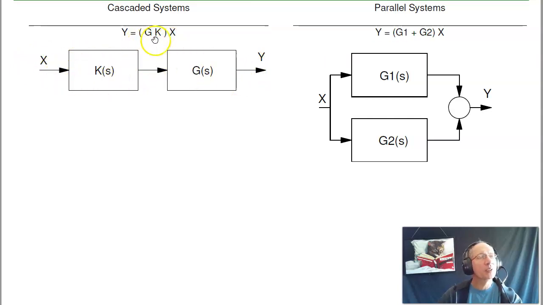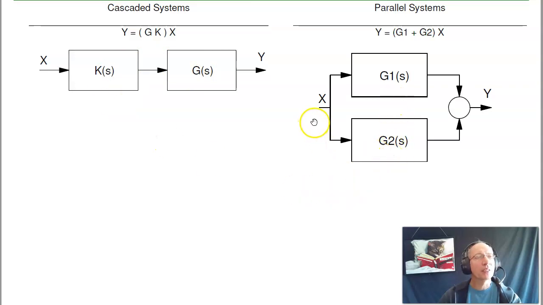And notice when you find the transfer function, you kind of go backwards. The output is the first one, G times K. In general, G and K could be matrices. Matrix multiplication is not commutative, so G times K is different than K times G. In this class, we're dealing with scalars, so you can get away with it in this class. You can be a little bit sloppy. For scalars, G times K is K times G. But technically, it should be G times K.